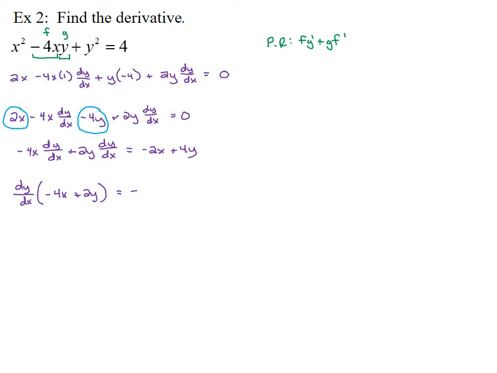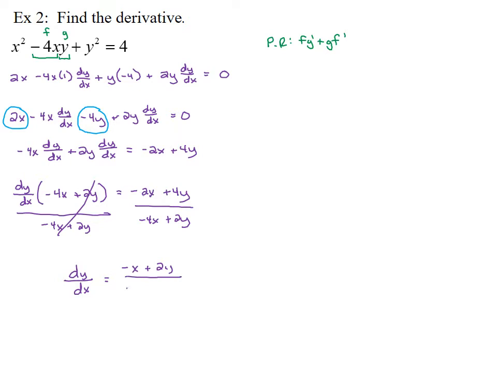On the right-hand side, you still have the negative 2x plus 4y. And to get that dy/dx by itself, you now just need to divide by everything that's inside that parentheses. So negative 4x plus 2y. That cancels. Now, you need to get in the habit of simplifying this. While it's not required right now, it just makes it look a lot nicer. There's no letters in common of all four things, but everything has a 2 in common, so I'm going to divide everything by a 2 to make this a negative x plus 2y over a negative 2x plus y. That is your implicit derivative.